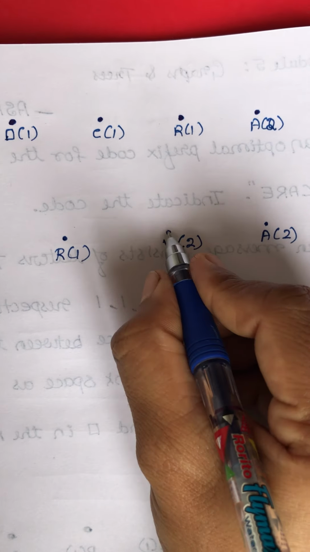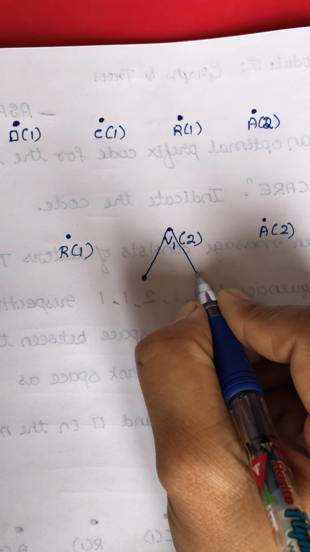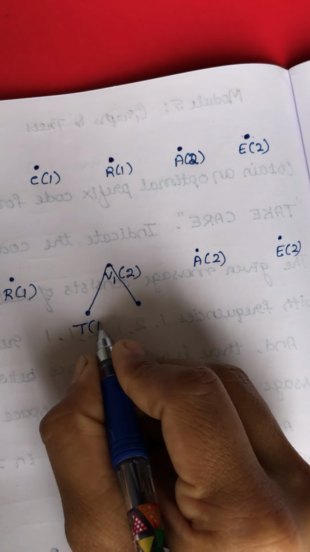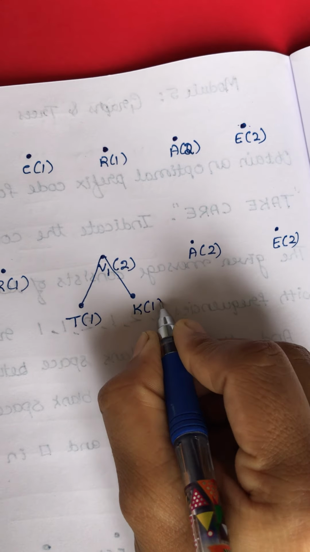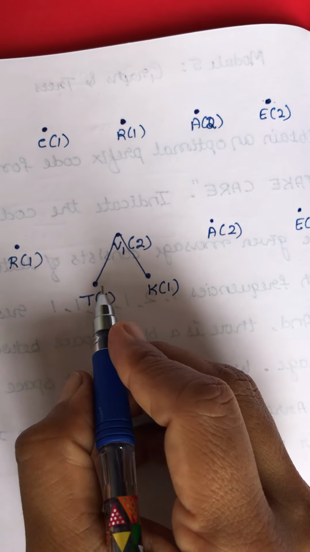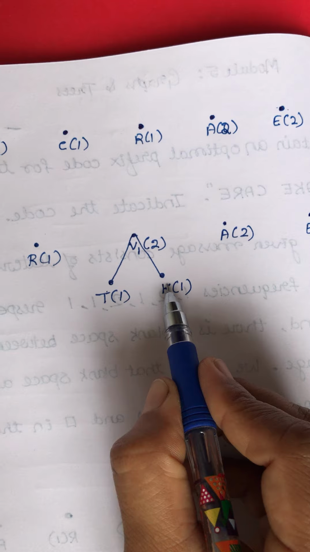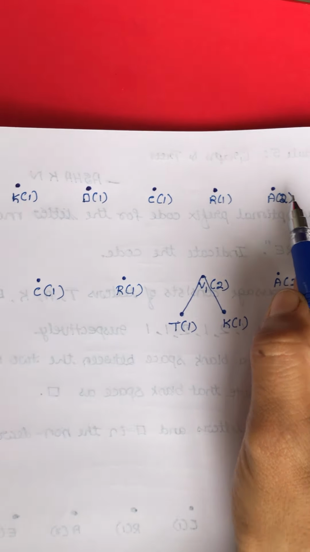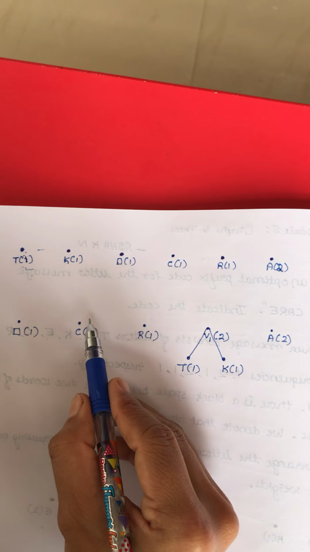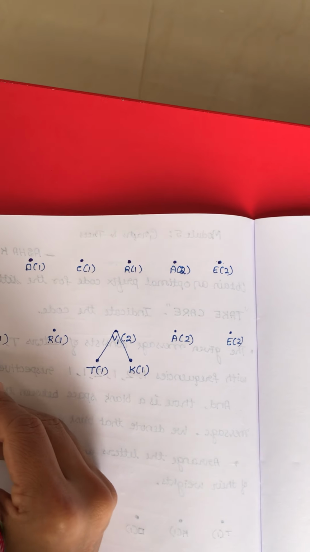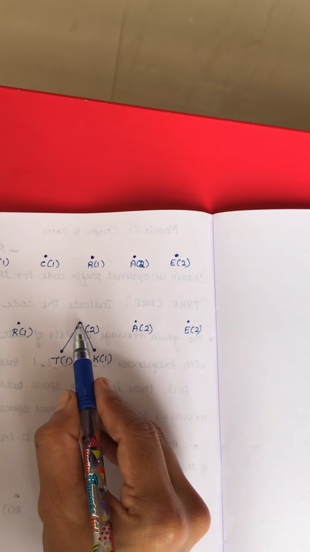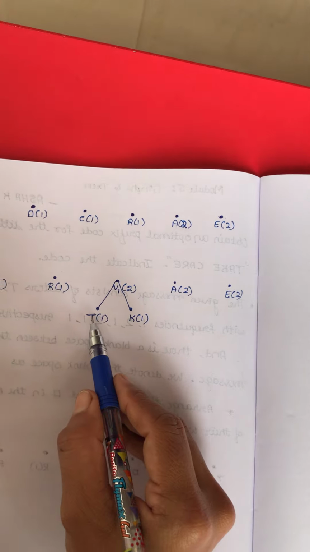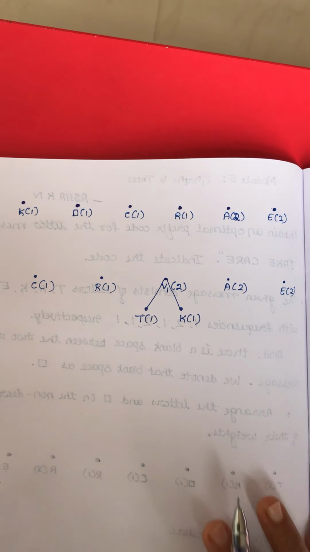How did I get V1? I got V1 by adding T of 1 and K of 1. 1 plus 1 gives 2. This is how I got V1. Remember, you should not write T and K at the same level as these letters. Earlier they were all at the same level, but now in the level where I have written these letters, the new vertex V1 will come. V1 is obtained from T1 and K1.